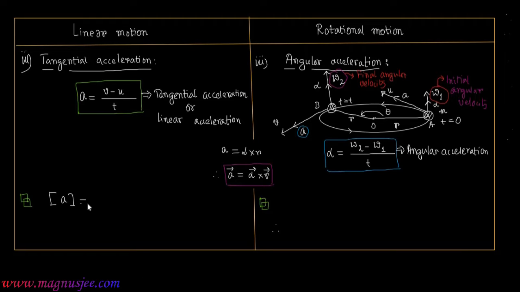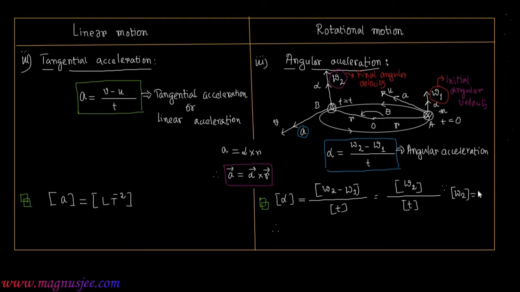Dimension of tangential acceleration a is equal to L t to the power minus 2. Then dimension of angular acceleration alpha is equal to dimension of omega 2 minus omega 1 divided by dimension of time t, which is equal to dimension of omega 2 divided by dimension of time. As dimension of omega 2 minus omega 1 is equal to dimension of omega 2, which is equal to dimension of omega 1.